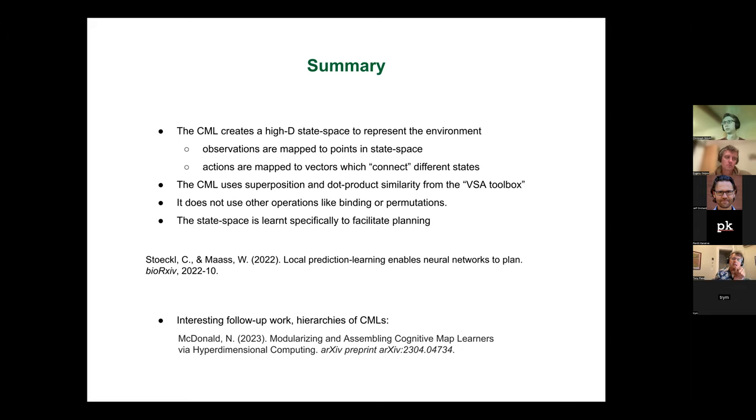And when you're talking about state space here, is that the state space of observations, or the high-dimensional state space? Right, when I say state space, I mean the high-dimensional space of the CML. And did you use any constraints on that high-dimensional space, like sparsity or anything like that? We did not. It'd be interesting to see what happens if we do. That's a good point. Thanks.